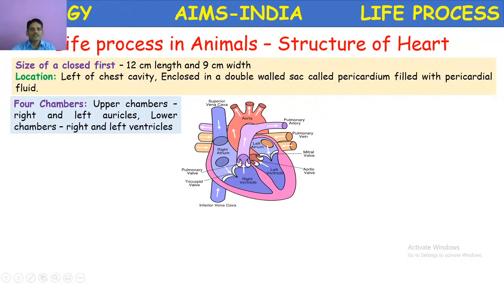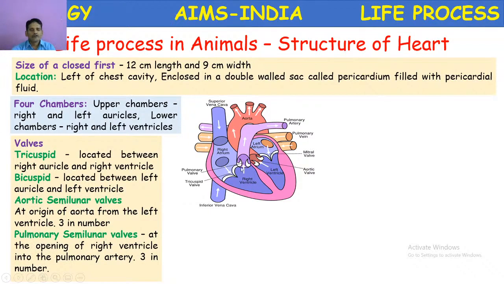And there are 4 chambers present in the heart: upper 2 chambers, lower 2 chambers. Upper 2 chambers are called atria or auricles, right auricle, left auricle, and lower chambers are called ventricles, right ventricle, left ventricle. Always remember, our left hand side represents the right chambers.